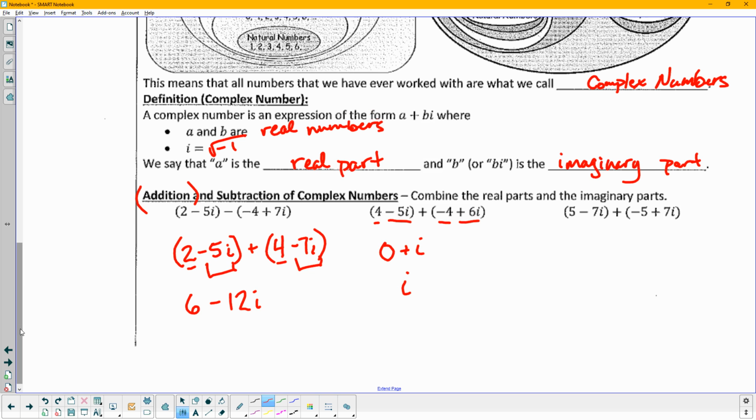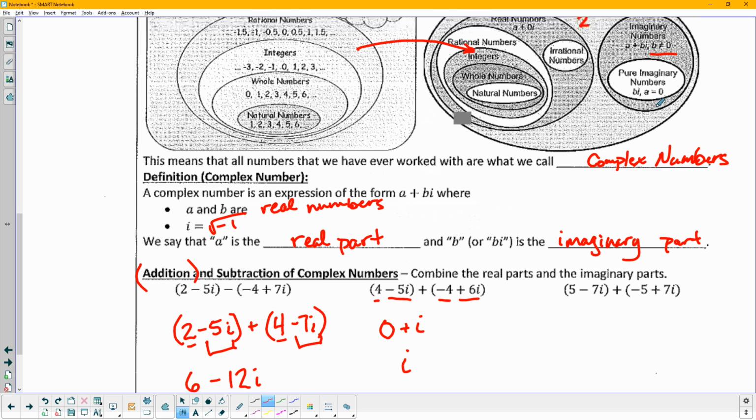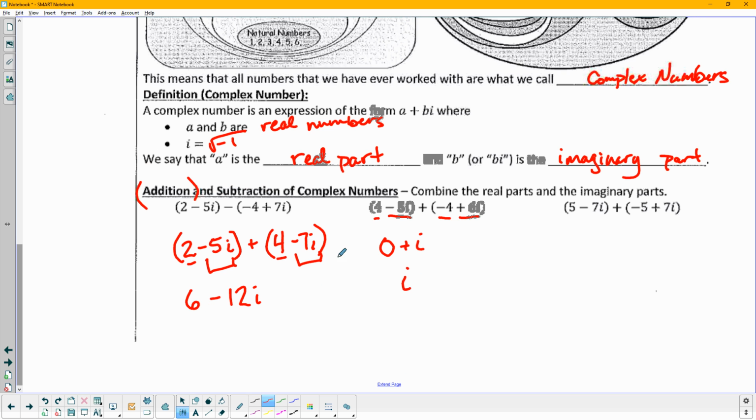So technically, if we're looking at our breakdown of these numbers, since the a is equal to 0, this answer is a pure imaginary number. And that's kind of cool. Last one we have here, I have 5 and negative 5, so that's going to be 0, and then negative 7i plus 7i, that's 0i. And the easiest way to write this is just to go with 0. Okay, everything kind of canceled out, so to speak.